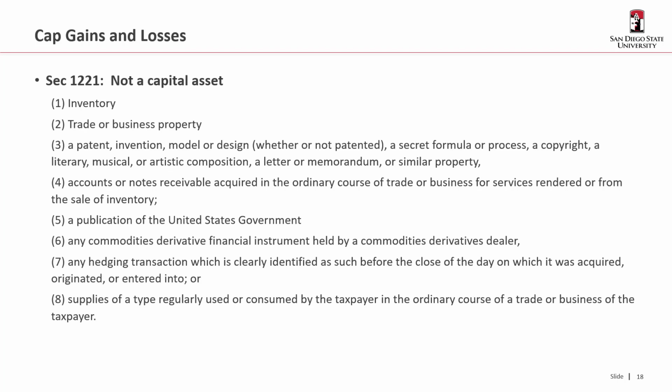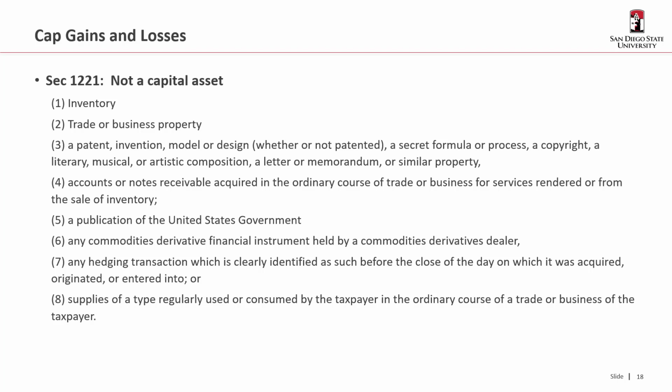Okay, so what is not a capital asset? Inventory, trade or business property, which is a giant category of property. Patents, inventions, models, designs, secret formula, copyright, so a handful of intangibles. Accounts or notes receivable acquired in the ordinary course of a trade or business, a publication of the U.S. government, and then a handful of other things that frankly are a little less important. These are all not capital assets.